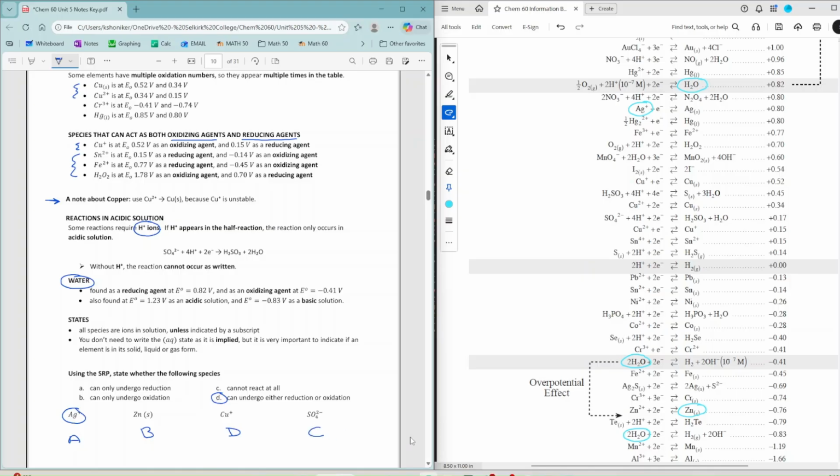Let's just talk about that for a second. What does that mean? Well, the only place that you're going to find the sulfate ion is here at positive 0.17. And it doesn't oxidize or reduce on its own. It has to be in the presence of hydrogen. So the reason this is C is because it's missing the hydrogen, or it's missing the words in acidic. So they'll say something like in an acidic solution or with hydrogen, and then sure, it can be reduced, but it doesn't get reduced on its own.